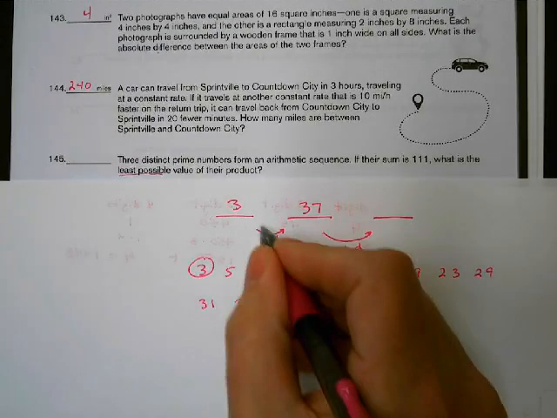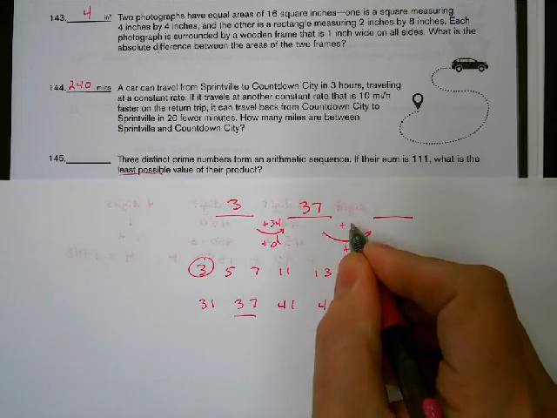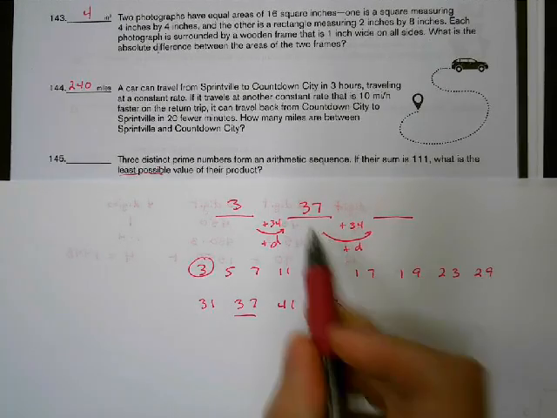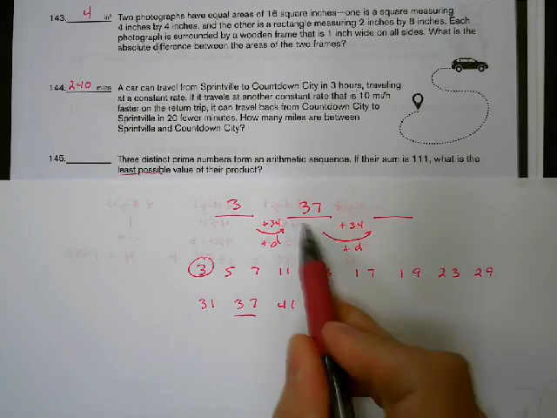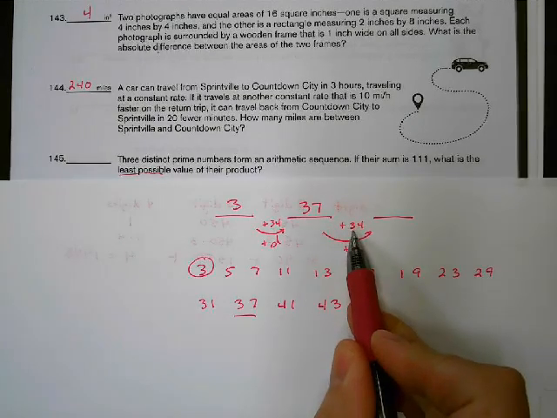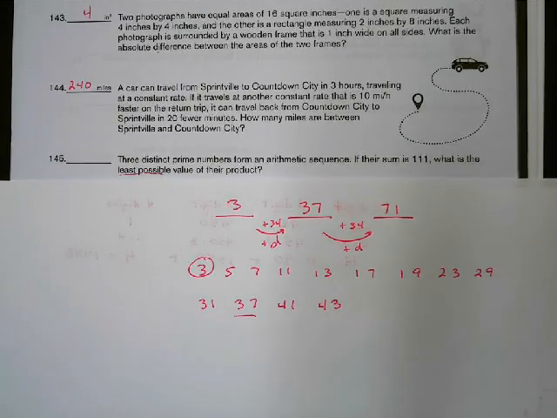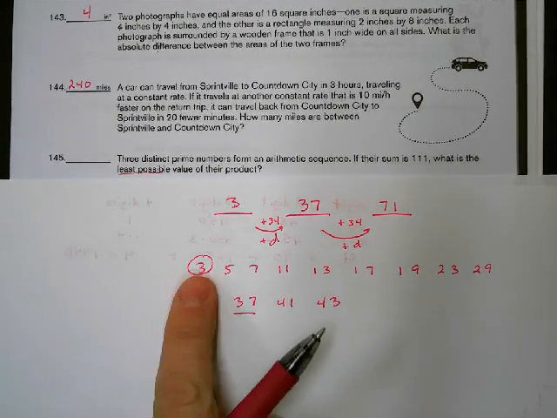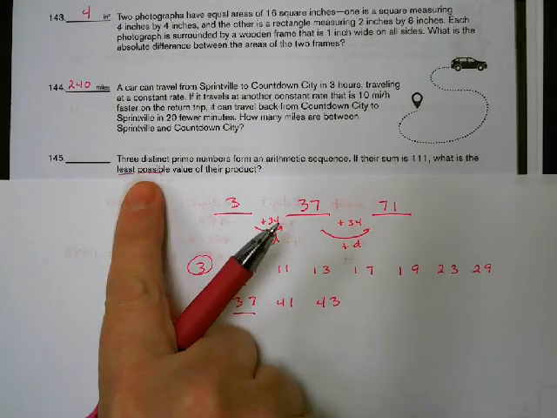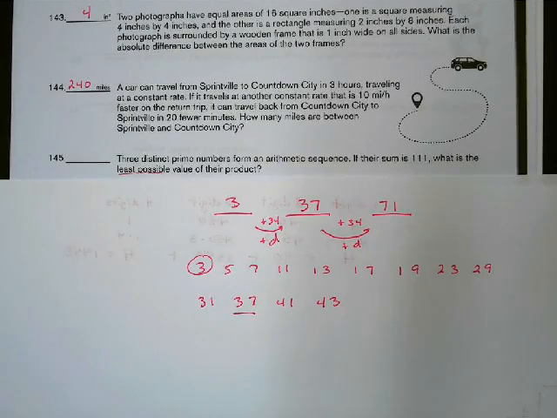So since it's arithmetic, we should add 34 over here. Now let's check to see if this number is also prime. 37 plus 34 ends up giving us 71. Ooh, a prime number. Okay. So at this point, I use the smallest number possible because I want the least product. If we can use small numbers, our product will be smaller. So this is the answer for this.